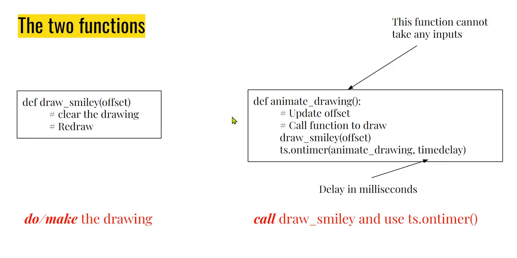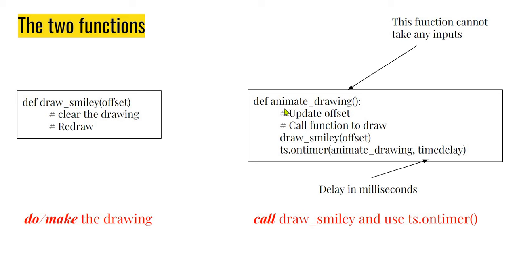The two functions that we need are, in short, first, a function to actually make the drawing. For example, in this case, I'm going to define a function using the def keyword. It's called, let's say, draw_smiley with a parameter called offset. Now remember, offset is the parameter which gives me those two drawings. So I'm passing offset as a parameter here, and I basically keep drawing this again and again. So this is the function that actually draws.